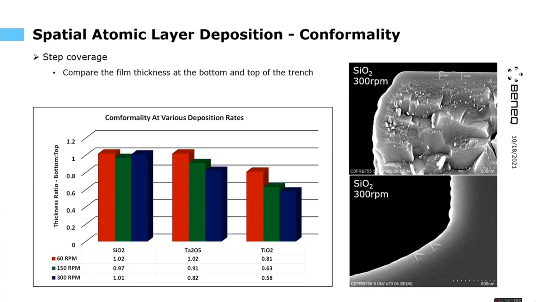So depending on the chemistry and material, there is a little bit of difference in this thickness ratio between bottom and top. But as we can see, the silicon dioxide, for example, regardless of rotation speed or the deposition rate, results in exactly the same thickness on bottom and top. For tantalum oxide and titanium dioxide, the chemistry is not as favorable as for silicon dioxide, and we can see that with a higher deposition rate or rotation speed, we sacrifice the film thickness on the bottom a little bit.